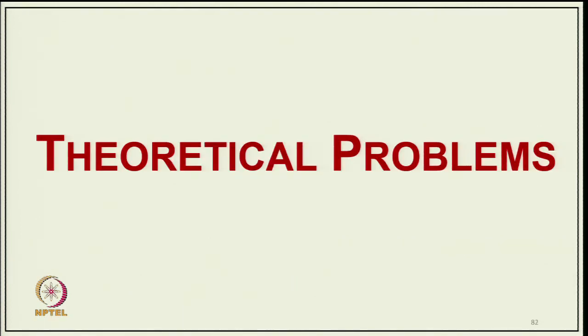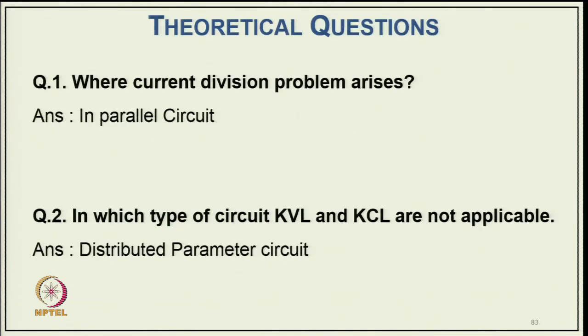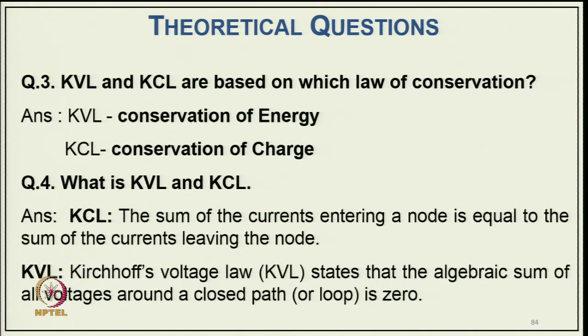Now, coming to some typical problems. As a short problem: where does current division arise? In a parallel circuit. In which type of circuit are KVL and KCL not applicable? A distributed parameter circuit, where the parameter is changing. The KVL and KCL are based on which law of conservation? Kirchhoff's voltage law is based on conservation of energy, and Kirchhoff's current law is based on conservation of charge.